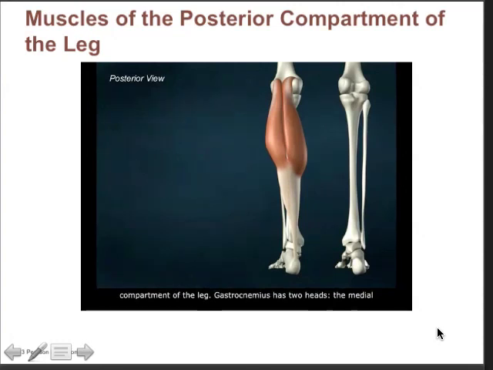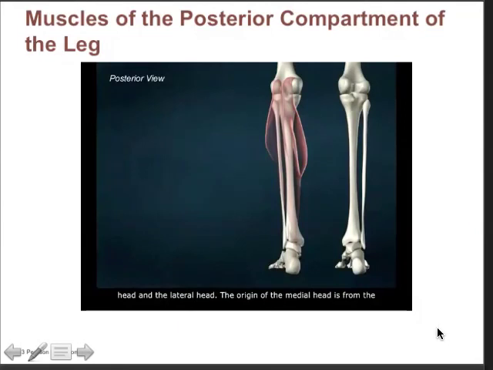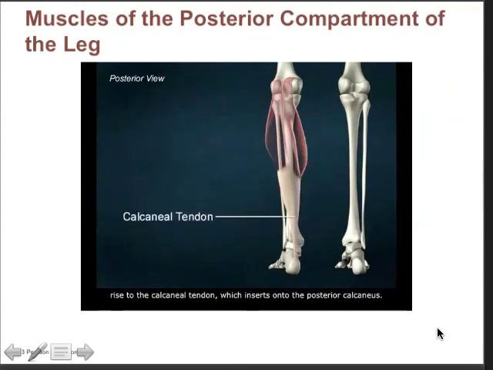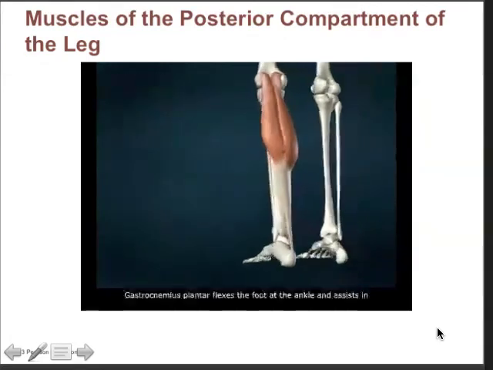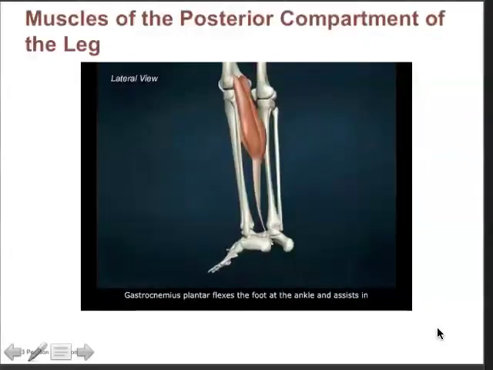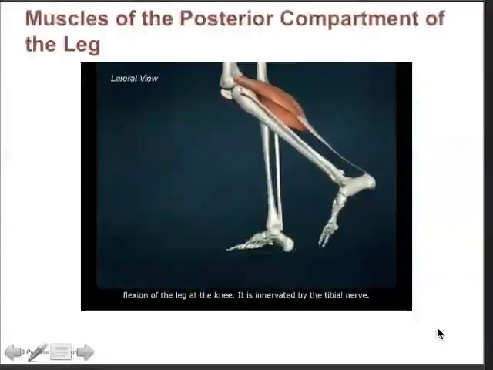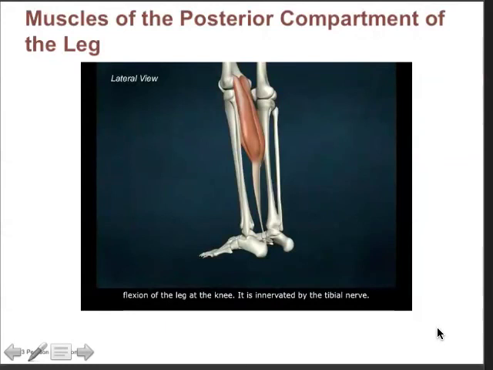Gastrocnemius has two heads, the medial head and the lateral head. The origin of the medial head is from the posterior femur, superior to the medial condyle. The origins of the lateral head are from the lateral condyle and the posterior surface of the femur. As they pass inferiorly, the two heads converge and give rise to the calcaneal tendon, which inserts onto the posterior calcaneus. Gastrocnemius plantar flexes the foot at the ankle and assists in flexion of the leg at the knee. It is innervated by the tibial nerve.